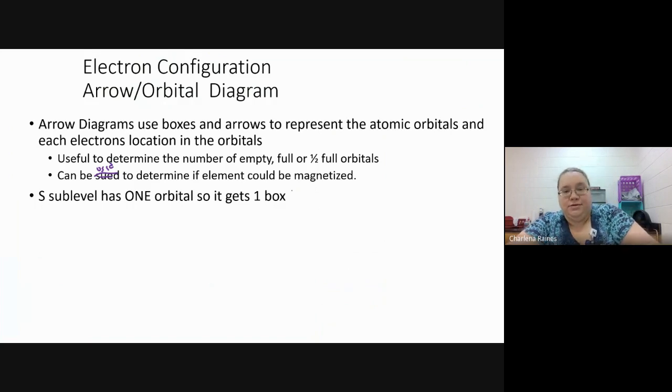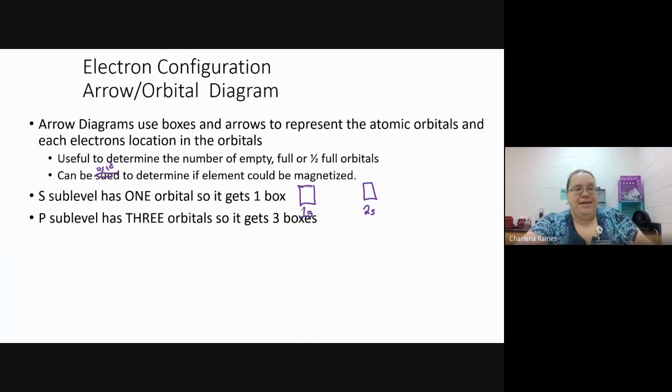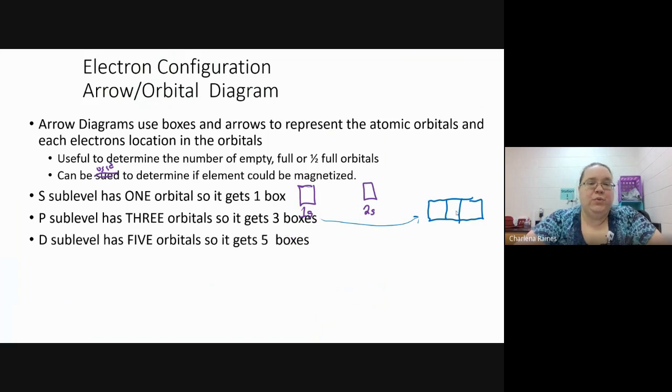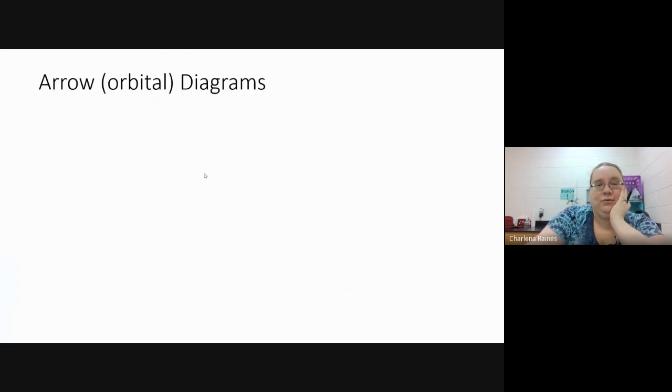So anytime we're drawing our arrow diagram and we're trying to represent the S sublevel, it gets 1 box. So usually it's represented with a box, and I always label it with its letter and its energy level. So 1s, 2s, so that 2 again is that energy level. So P always gets 3 boxes because it has 3 orbitals. D gets 5 because it has 5 orbitals. F would get 7 if I were to ask you to draw it because it has 7 orbitals.